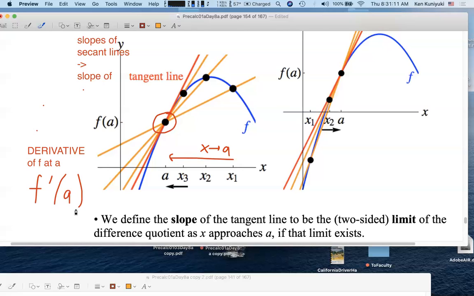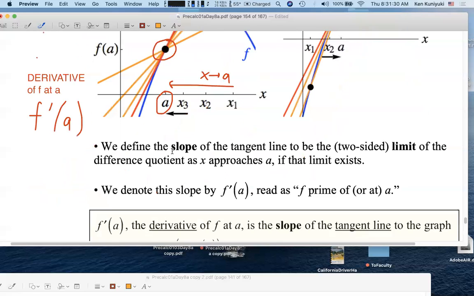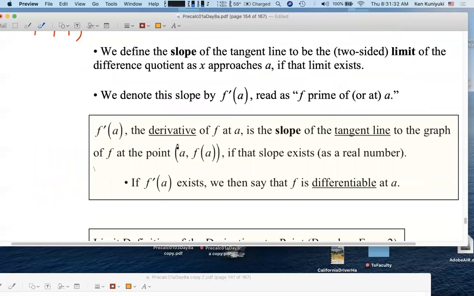The derivative of f at a, that's the slope of the tangent line at x equals a. The slope of the tangent line that touches the graph at this point. And the idea is that this tangent line is going to be the best linear approximation to this graph near this point. F prime of a, the derivative of f at a, is the slope of the tangent line to the graph of f at the point a, f of a, if that slope exists. If we get a vertical tangent line, the derivative does not exist.